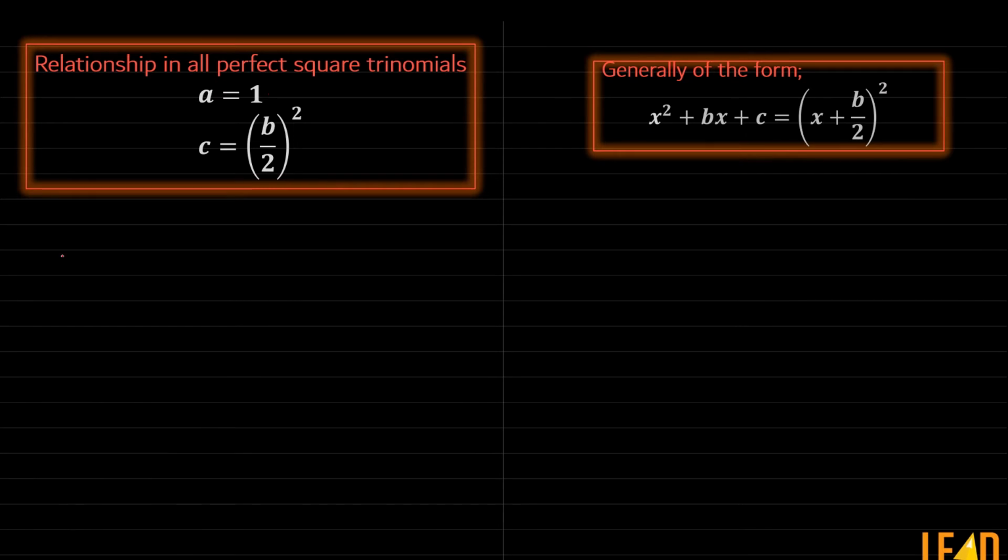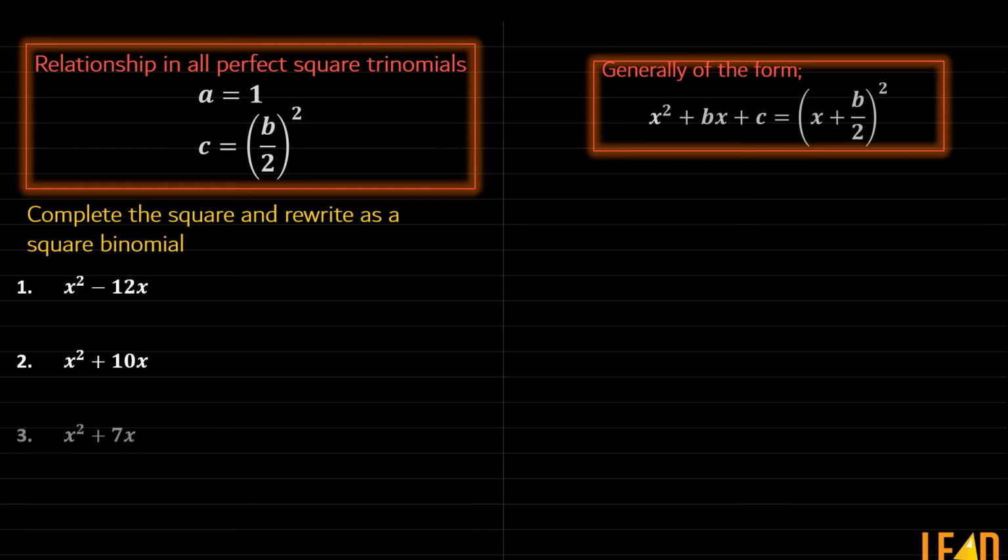Okay, so let's look at this. It says complete the square. Okay, good. So we want to complete them and write as a square binomial. So pause the video, try this out yourself. Let's see.